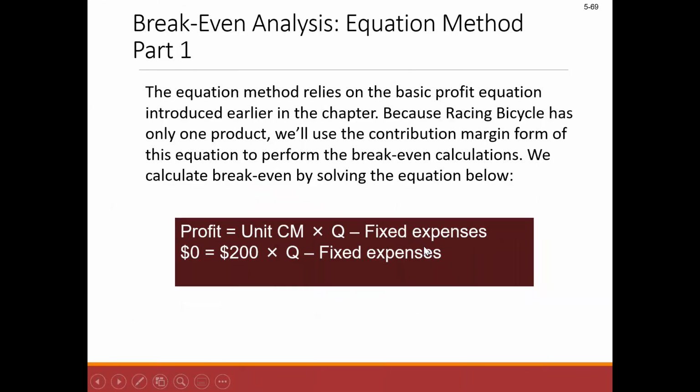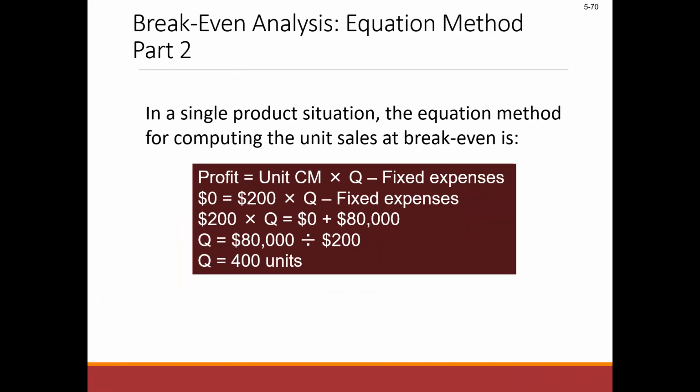So profit is zero. Contribution margin is 200 a unit times the quantity, minus our fixed expenses. Here you see we need 80,000, our fixed expenses, divided by our contribution margin per unit, means we need to come up with 400 units.